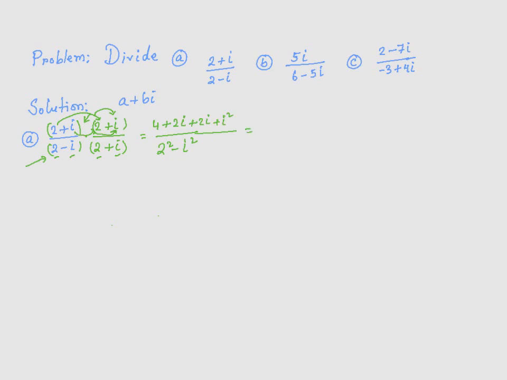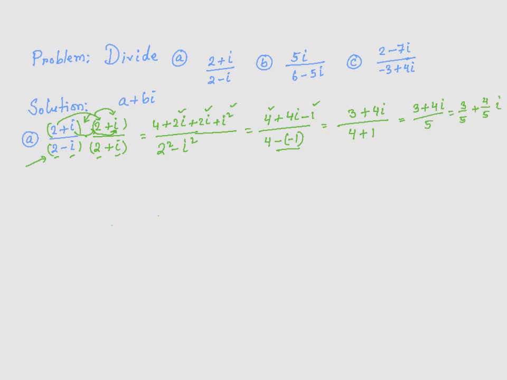Now if I simplify it further, in the denominator it's going to be 4 minus i squared, but i squared is negative 1, remember. So on the top I'm going to have 4 plus 2i plus 2i is 4i, then i squared is negative 1. Now I can just simplify it. In the bottom I have 4 plus 1 because negative and negative makes it positive. And on the top 4 minus 1 is 3, then plus 4i. Then I could simplify it further: 3 plus 4i over 5, which is the same as 3 over 5 plus 4 over 5 i.